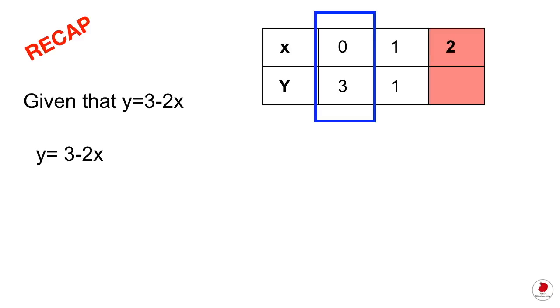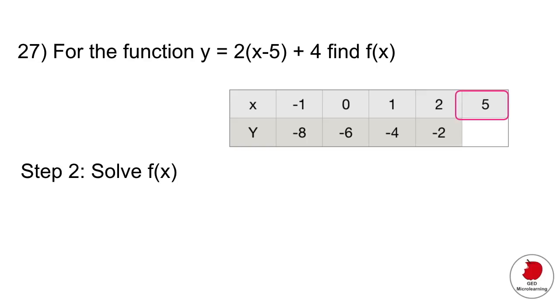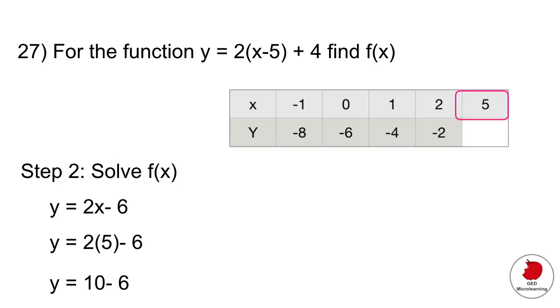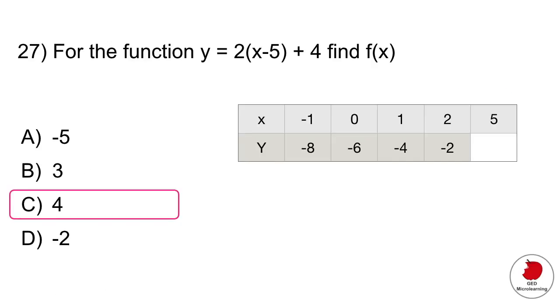So where we have the x, we're going to put a 0. And now you can see that 2 times 0 is 0. So we end up with y is equal to 3. Okay, and that's all there is to it. So now we can go ahead and solve for f of x. And they're giving us the value of 5. Okay, so what we're going to do is we're going to plug that 5 into our equation that we got in the first step, like this. And then we end up with 10 minus 6, which is equal to 4. Okay, so the correct answer is C.